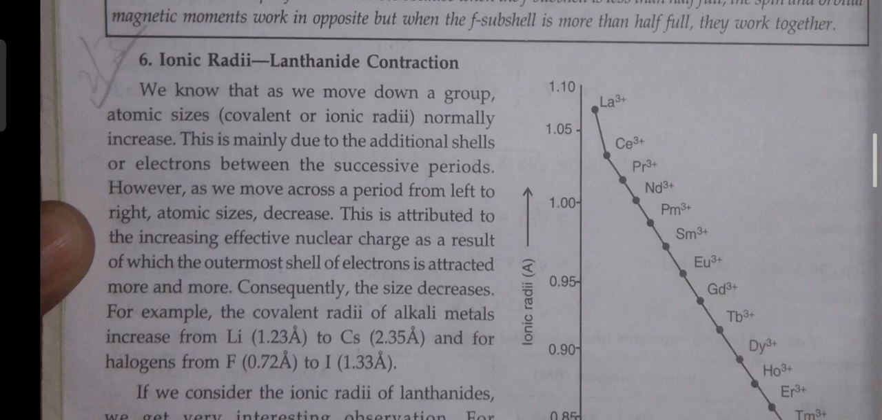We know that as we move down the group, atomic sizes, covalent or ionic radii normally increase. This is mainly due to additional shells of electrons between the successive periods. However, as we move across a period from left to right, atomic size decreases. This is attributed to increasing effective nuclear charge, as a result of which the outermost shell of electrons is attracted more and more. Consequently, the size decreases. For example, the covalent radii of alkali metals increase from lithium 1.23 angstrom to cesium 2.35 angstrom, and for halogens from fluorine 0.72 angstrom to iodine 1.33 angstrom.